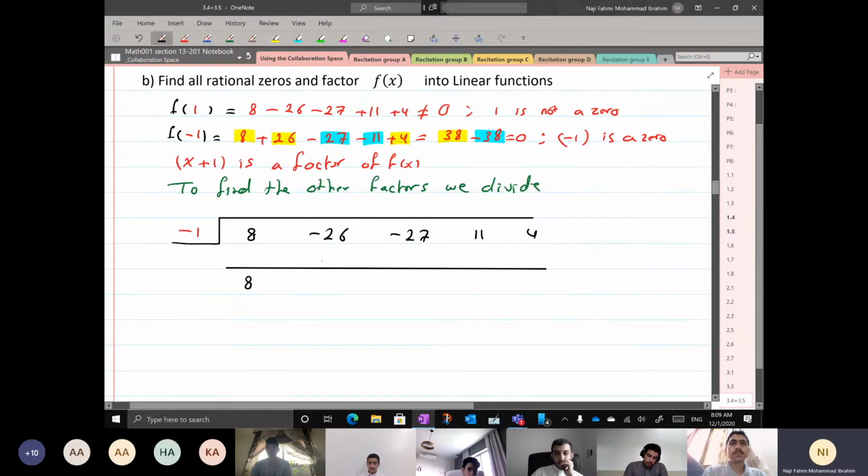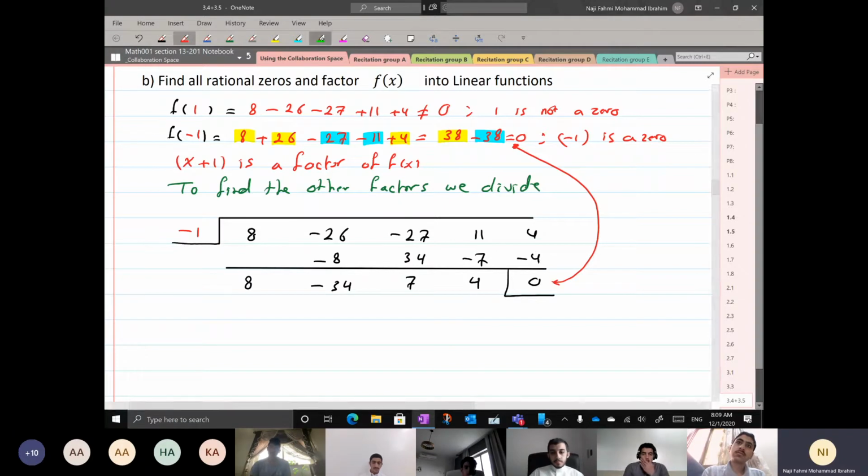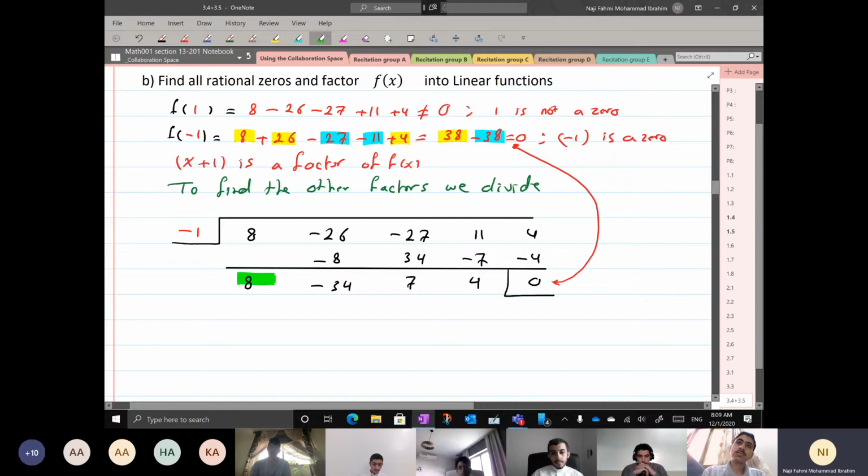Now let's put the numbers. What do I have? 8, -8, then -34, 7, -7, 4, -4. And what's the remainder? 0. And we said this 0 should be the same as this one. If it's not 0, this means there's a mistake in our calculations. So the other factor is this green thing. This is our other factor.